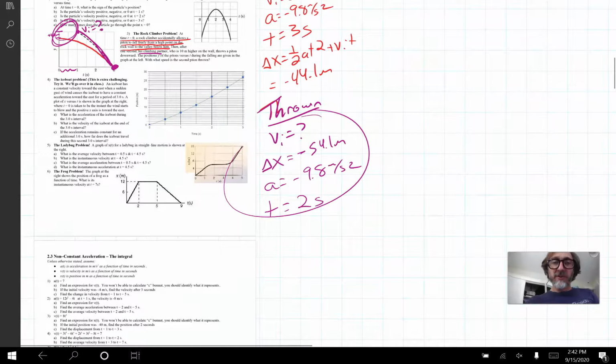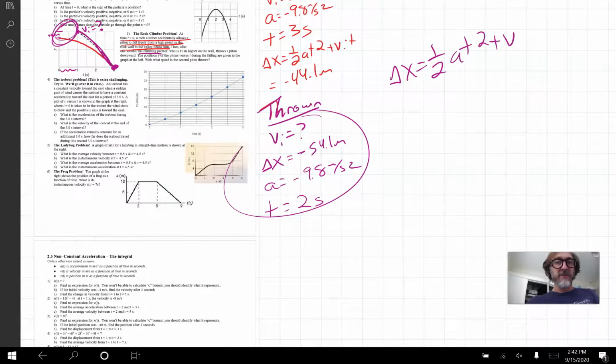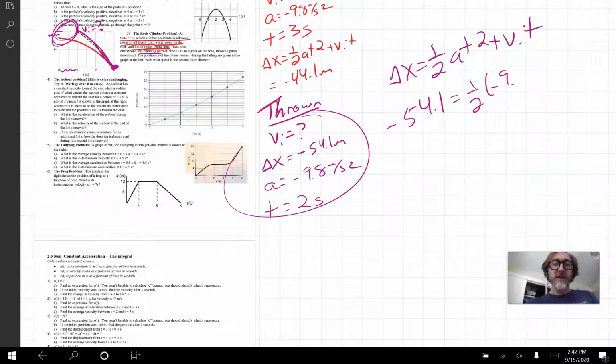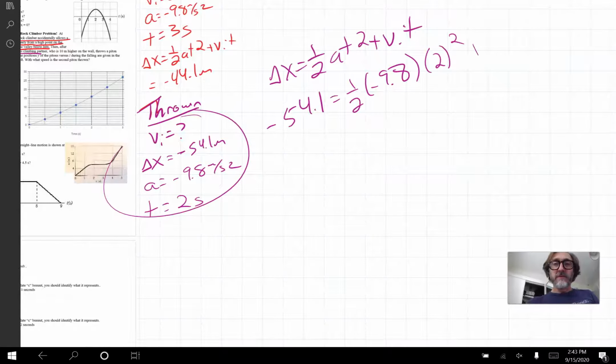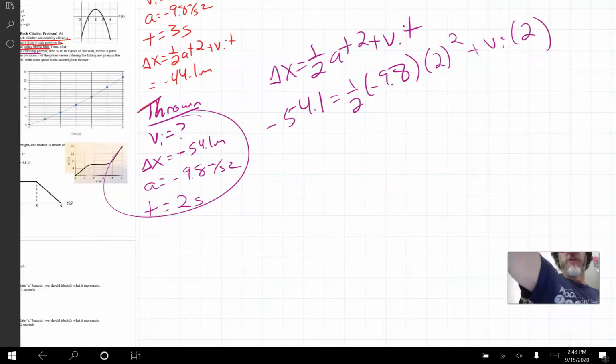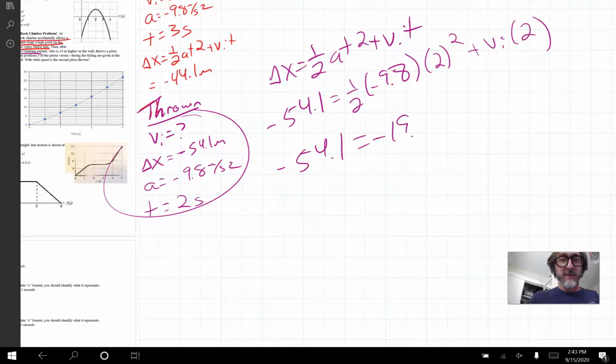We can use this same equation, delta x equals 1/2 AT squared plus VIT, and solve. So you get negative 54.1 equals 1/2 times negative 9.8 times 2, don't forget to square it, plus VI times 2. If you solve that, it does work. This is going to give you negative 54.1 equals negative 19.6 plus 2 VI.